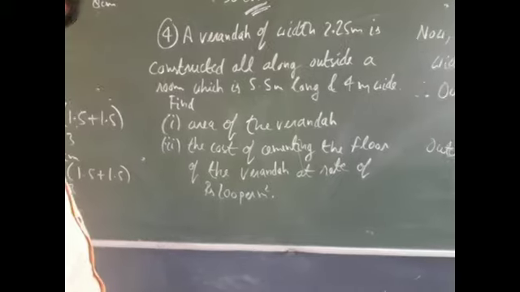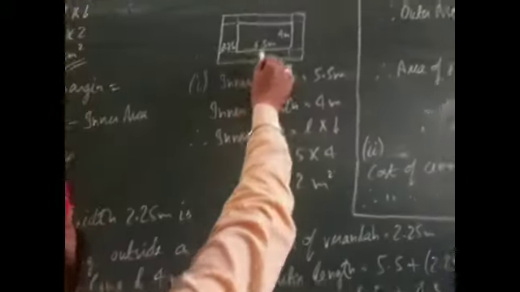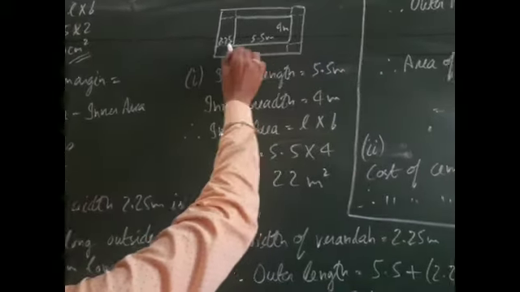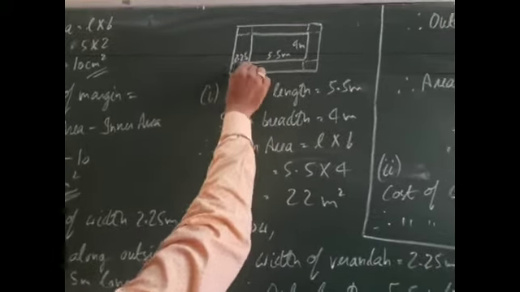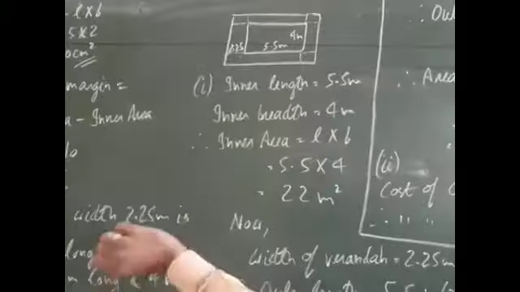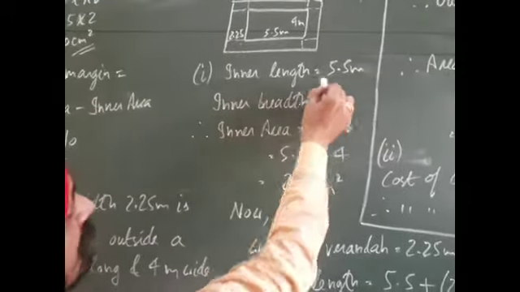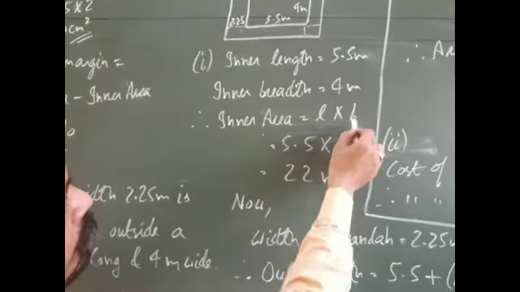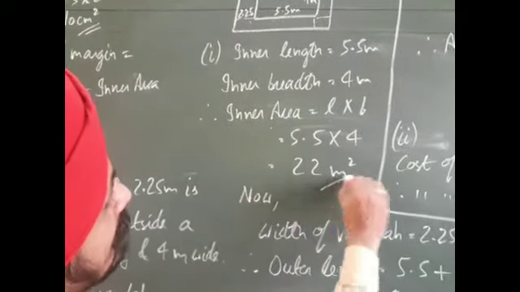So figure you will make room, length is 5.5 meter and 4 meter is width, and 2.25 meter is the width of this veranda outside. So inner length is 5.5 meter, inner breadth is 4 meter. You will find inner area, length into breadth. You will get 22 meter square.